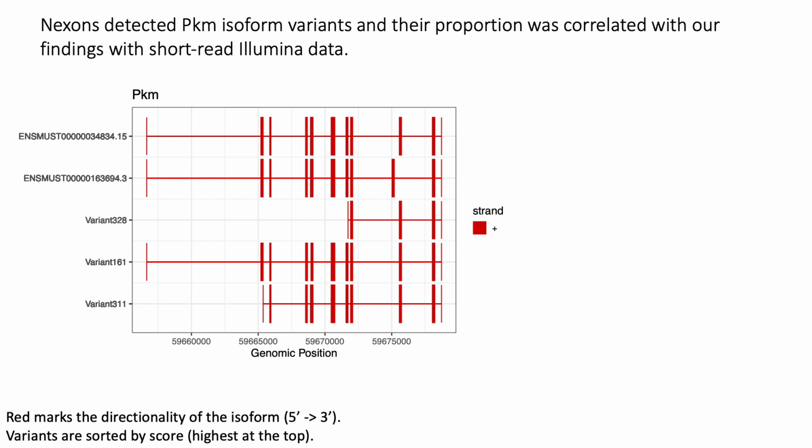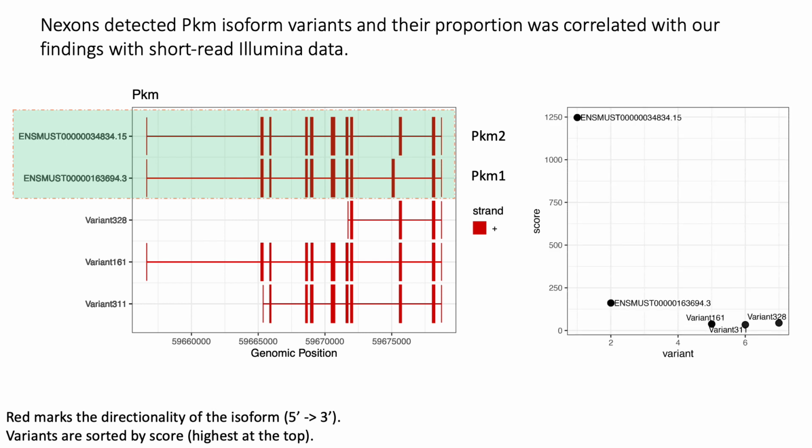Using Nexons, we identified the transcript variants of our positive control gene PKM. Here you can see the isoform structures represented according to their splice junction positions in the genome, and isoforms are colored according to their strand direction. In this case, PKM is expressed on the sense strand. PKM2 together with PKM1 was detected as the top two expressed isoform variants of the PKM gene, and their proportion correlated with our previous finding from the short-read data using germinal sequencing.